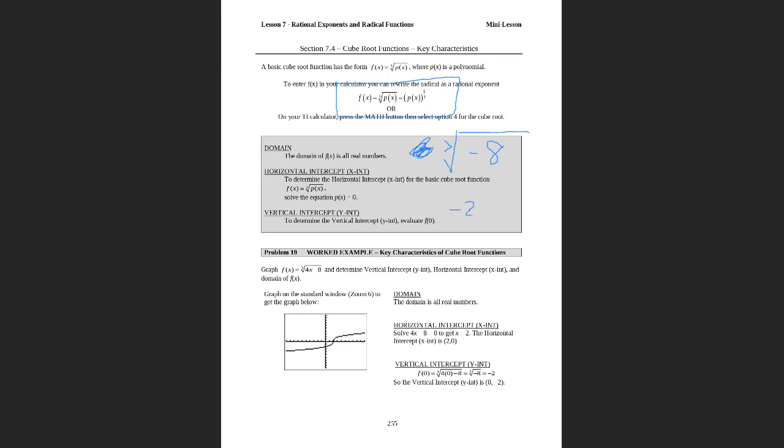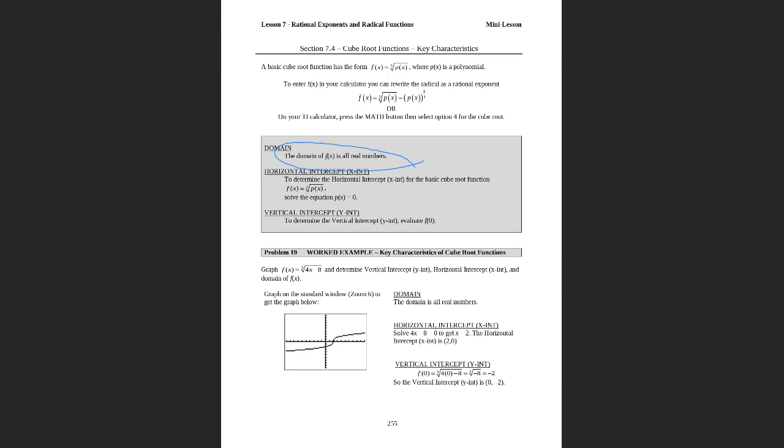Why? Because negative 2 times negative 2 times negative 2 gives you what? Negative 8. So the cube root of negative 8 is negative 2, because if you multiply negative 2 three times, you get negative 8. So here, the domain is going to be all real numbers. Whatever number, even if it's negative, you put under the cube root sign, you still get a number. That's what it means.